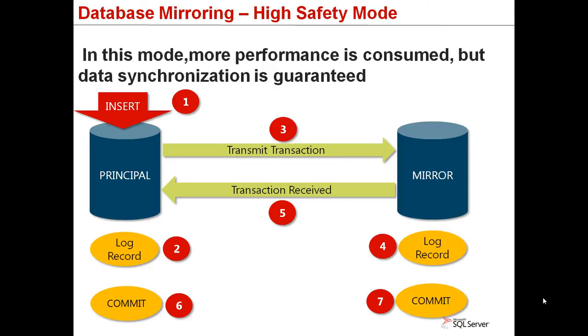This is known as a dual commit. It's a more efficient way to ensure data synchronization. So if your business prioritizes data, if data loss is a concern, then the high safety mode for the database mirroring is recommended over the high performance.